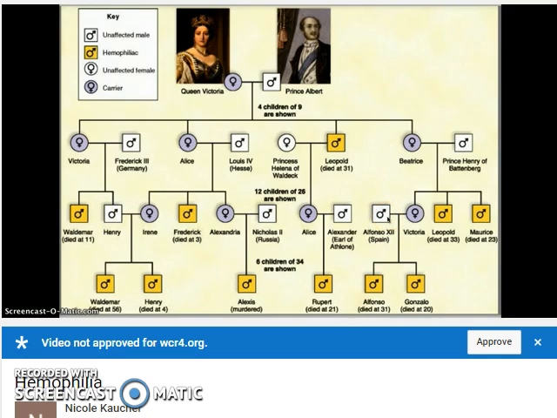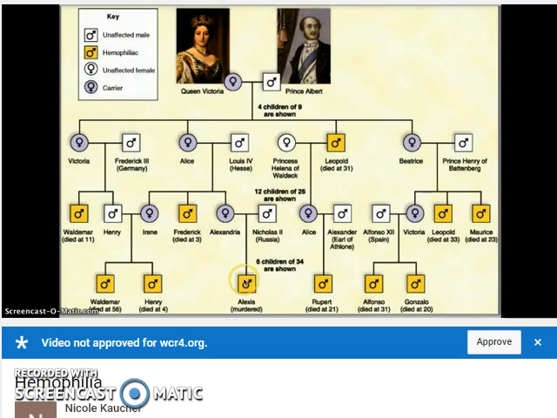It was very common in royal families for cousins to be married, and so that can actually sort of concentrate the allele. And so we've got, like this here, this is cousins getting married, and so you can see that they actually end up with both children having hemophilia.